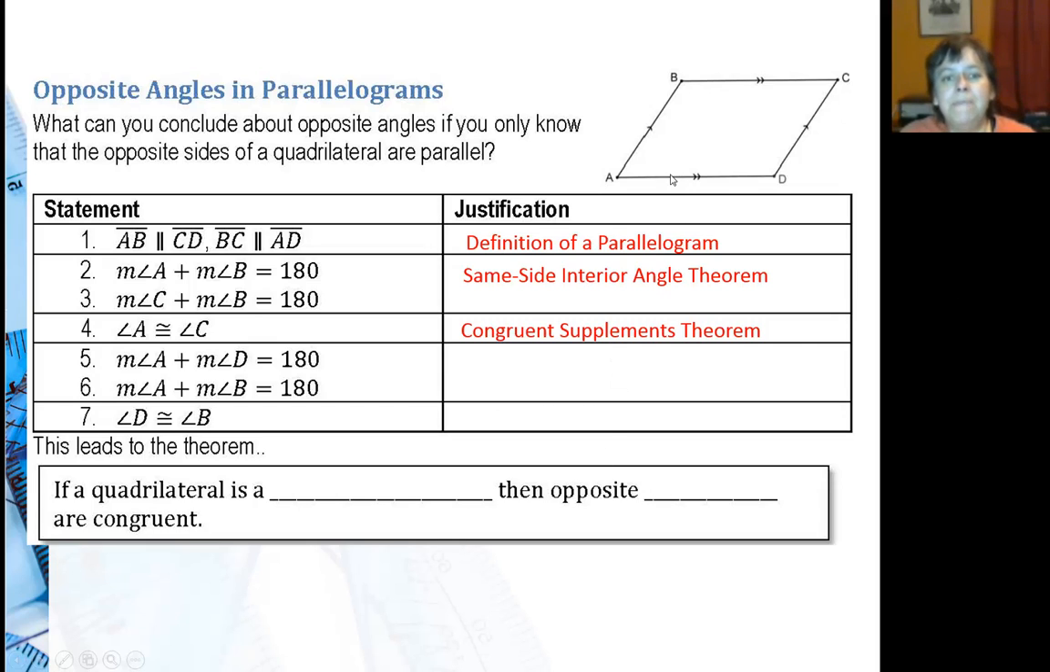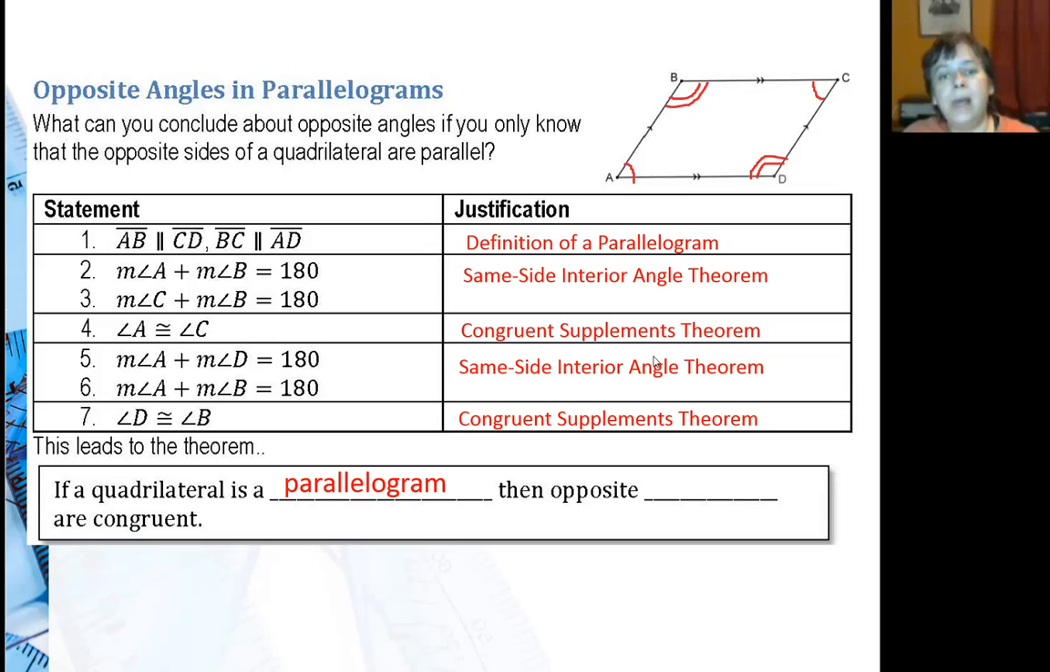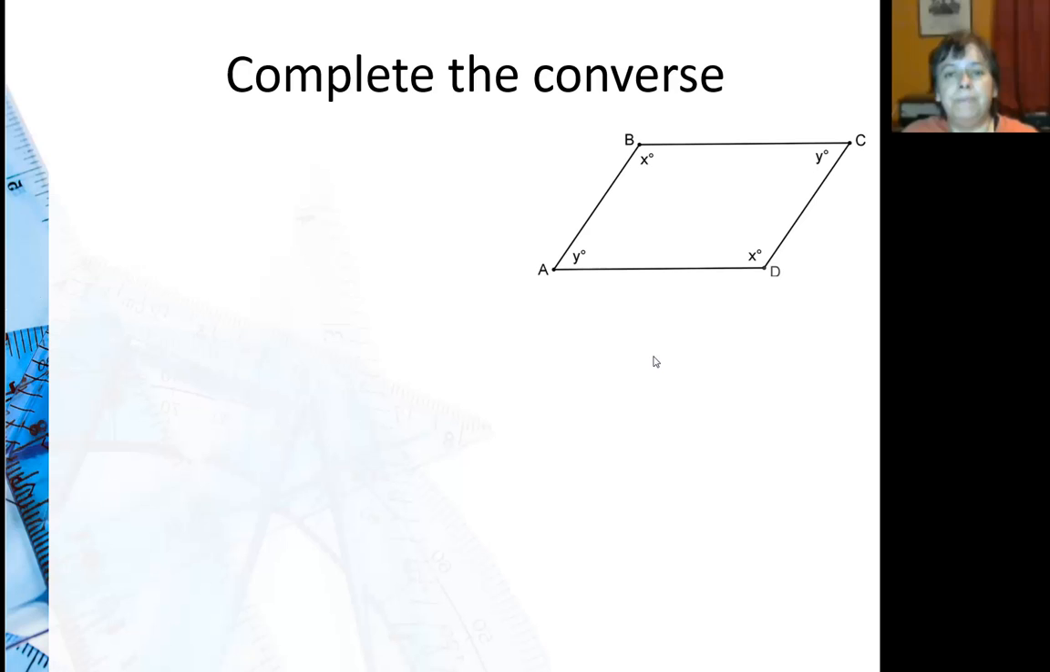I can do the same thing centered around A now. A and D are same side interior angles, and so they're supplementary, and A and B are supplementary. So that says same side interior angle theorem, which means that angle D is congruent to angle B by the congruent supplements theorem. So I've just shown that the opposite angles of a parallelogram will always be congruent. So if a quadrilateral is a parallelogram, then opposite angles are congruent.